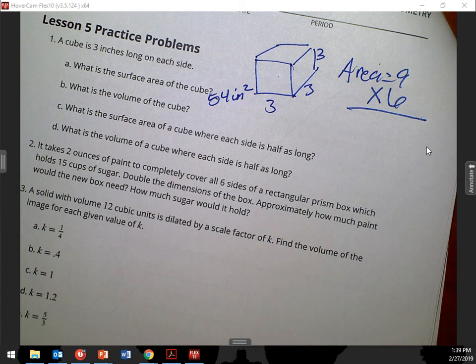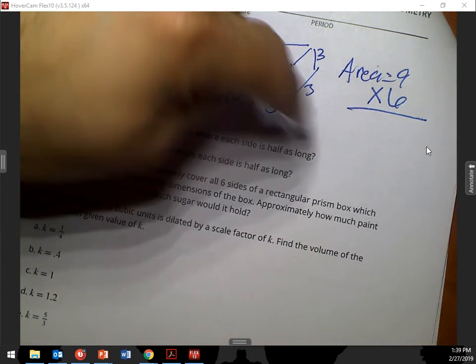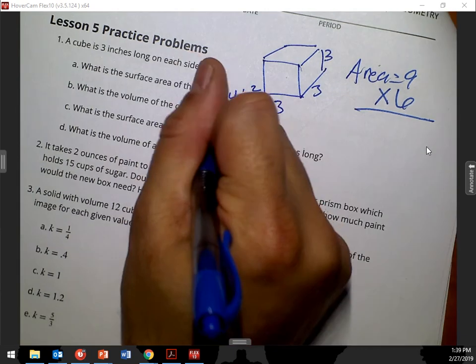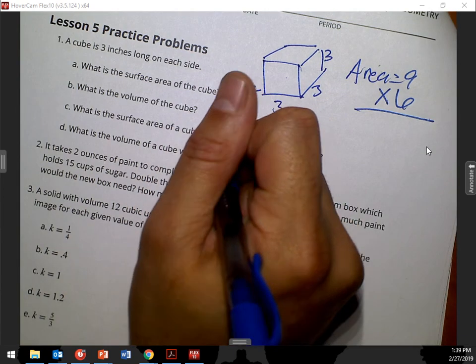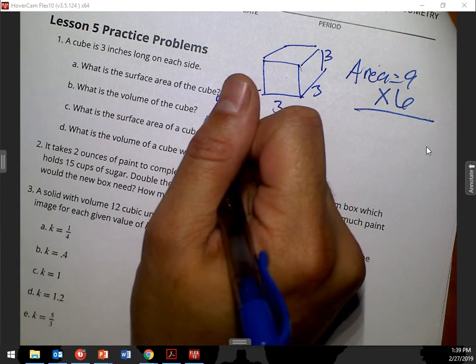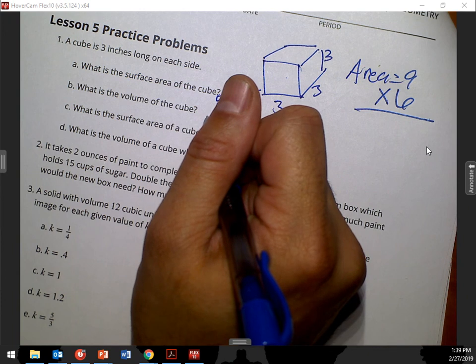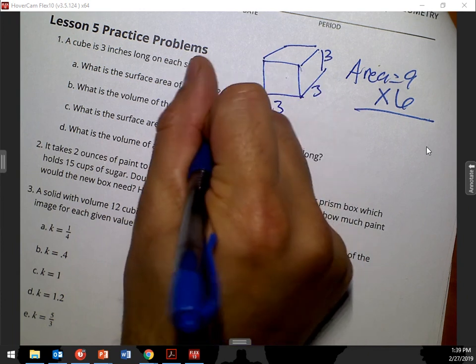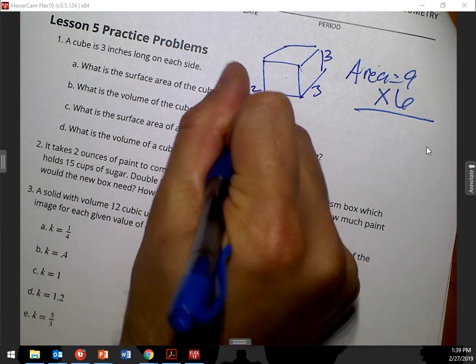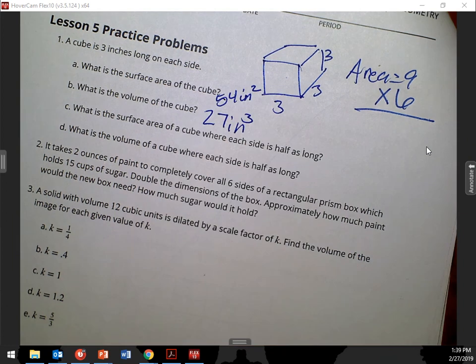What is the volume? Volume is what times what times what? Length times width times height. So length times width times height gives me what? What's 3 times 3? 9. 9 times 3? 27. Yeah, never mind. It is 27.